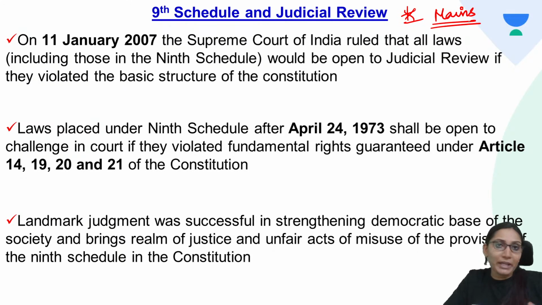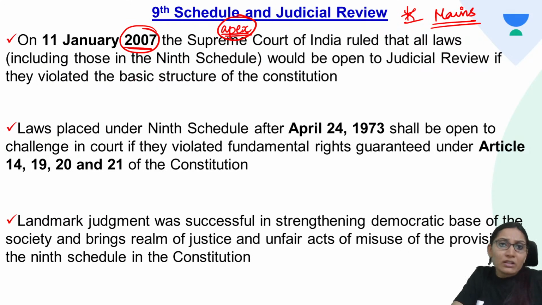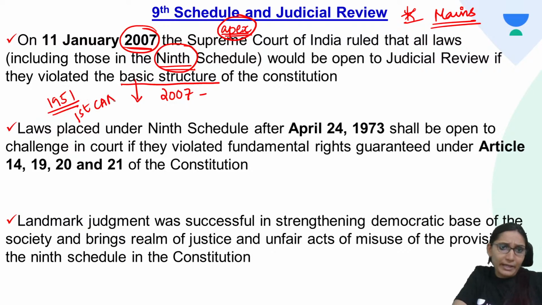Currently, how can judicial review be made to laws put under the 9th schedule? So, on Jan 11th, 2007, the Supreme Court of India, that is the Apex Court, ruled that all the laws, including the laws under the 9th schedule, will be open to judicial review if they violated the basic structure of the Constitution. The 9th schedule was introduced in 1951 through the first Constitutional Amendment Act. In 2007, the Supreme Court said that any law made in the country, even if it is put under the 9th schedule, will be open to judicial review, but on the condition that they violated the basic structure of the Constitution.